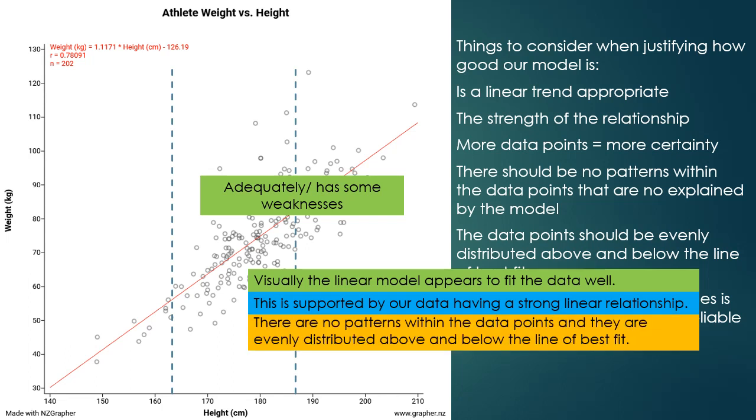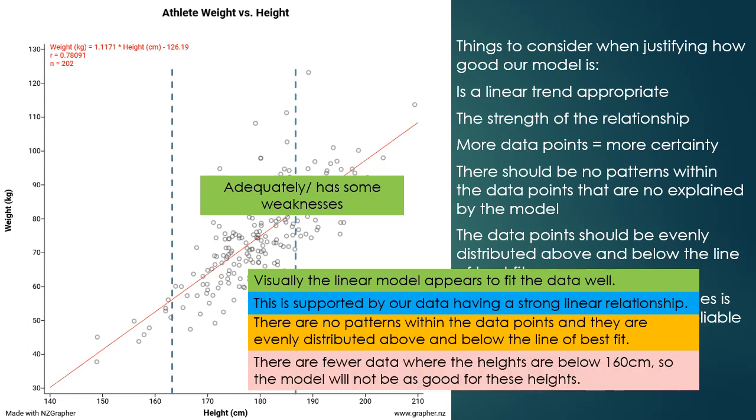There are no patterns within the data points, and they're evenly distributed above and below the line of best fit. There are, however, fewer data points for heights below 160 centimeters, and so for these heights below 160 centimeters, we're saying that the model is not going to be as good.